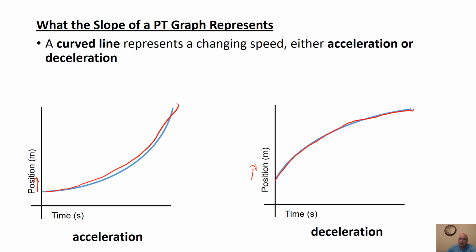If this continued, at some point in time, you'd stop, and you probably would keep on going. You'd reverse yourself, and this would be a different type of motion. We'll look at that in some of our practice problems later.